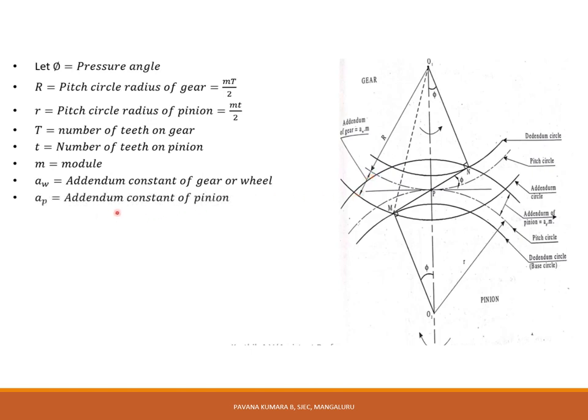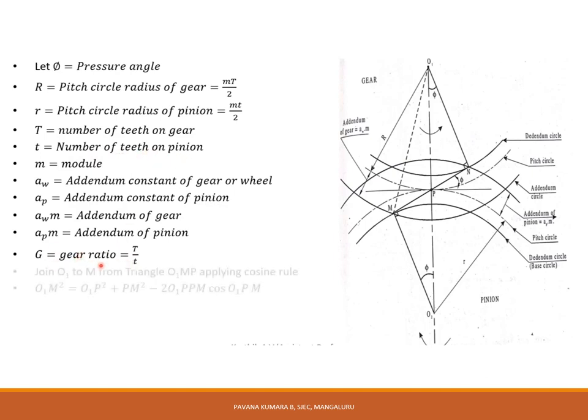AP is nothing but the addendum constant of the pinion. So AW M is the addendum of the gear after the pitch circle. This gap we can also write as AW into M. And AP M is the addendum of the pinion. So the gear ratio we can also write as capital T divided by small t. Capital T is the number of teeth on the gear, small t is the number of teeth on the pinion. That is the gear ratio.